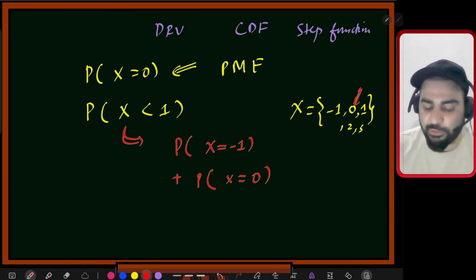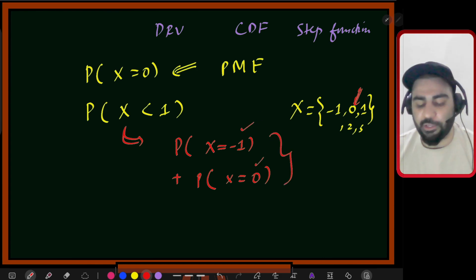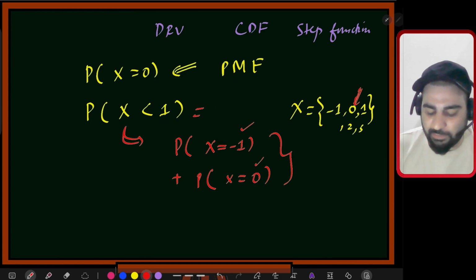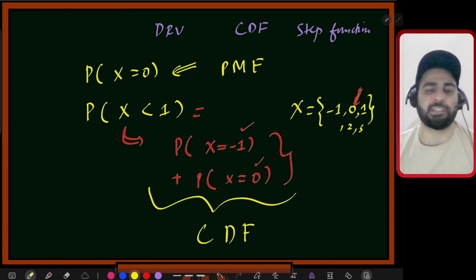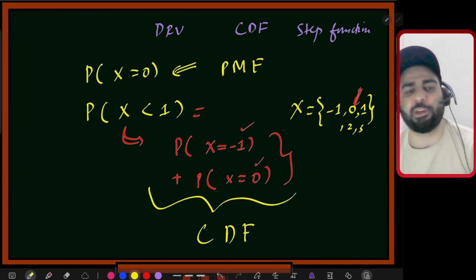In this scenario, there are only two numbers which are less than 1, that is minus 1 and 0. I am just adding these things up. Whatever this value is, this is called the cumulative distribution function, CDF. This is my CDF. That's the simplest definition you can have.